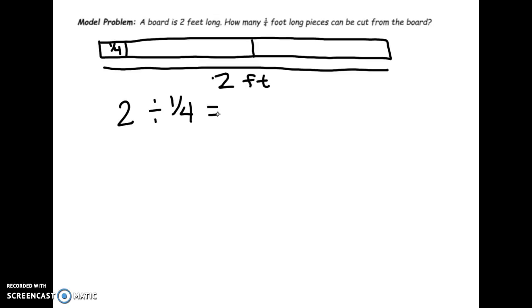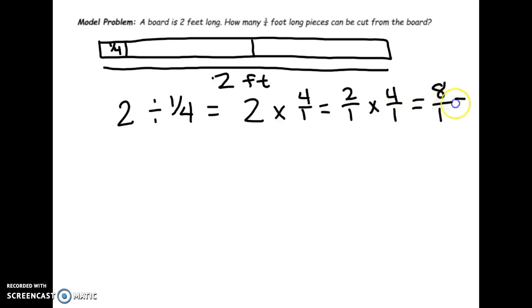As we know, with dividing of fractions, we use the reciprocal form of the second fraction. So I'm going to rewrite this expression as 2, the inverse operation, times the reciprocal of 1/4, which is 4/1. That's the same thing as 2/1 times 4/1. When I multiply the numerators, I end up with 8/1, and my final answer then is 8.